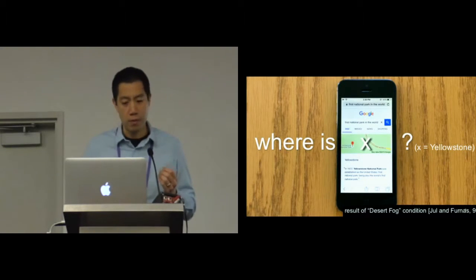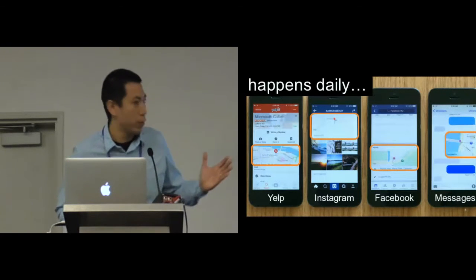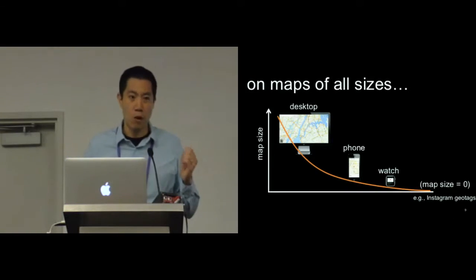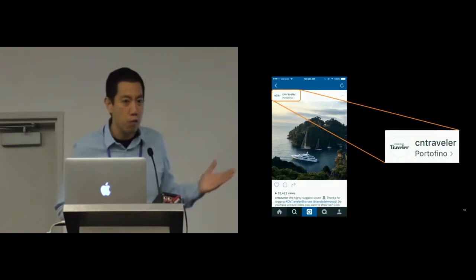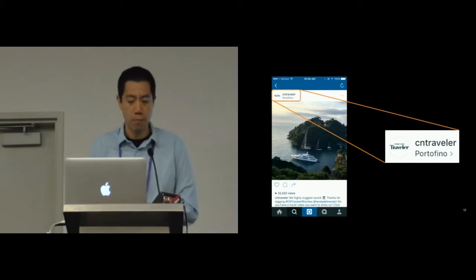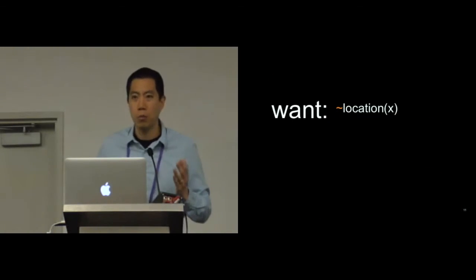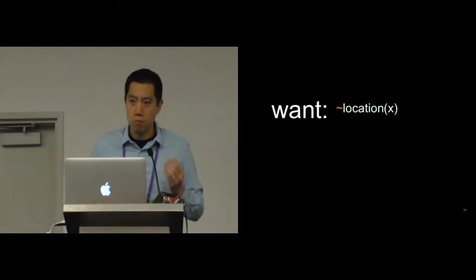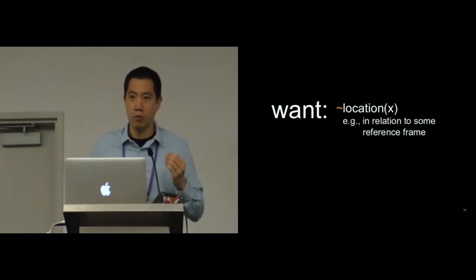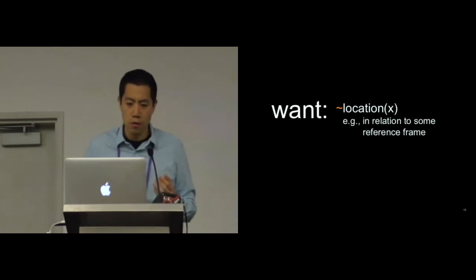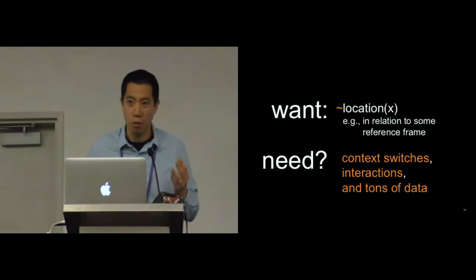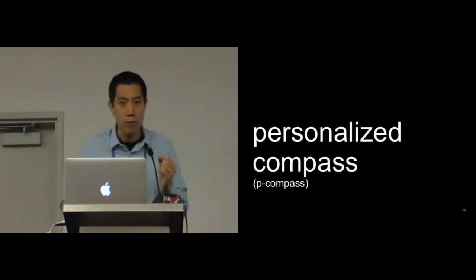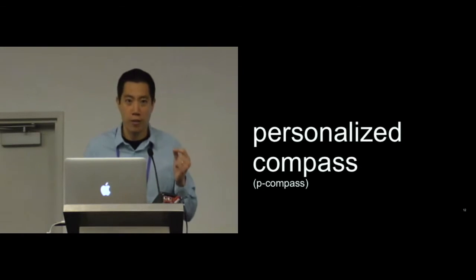This where is X problem is everywhere. It can be found in many applications related to our daily lives, or on maps of all sizes, even when there's no map, such as the case when one tries to figure out where this photo was taken from the geotag in Instagram. Now, a lot of times, we only want to get a rough sense of where X is. To be more specific, let's say where X is in relation to some reference frame that we know. So in those situations, we are wondering, do we need all the context switches and interactions to access all the data? We proposed a lightweight navigational instrument called personalized compass, or P-compass, to address this issue.